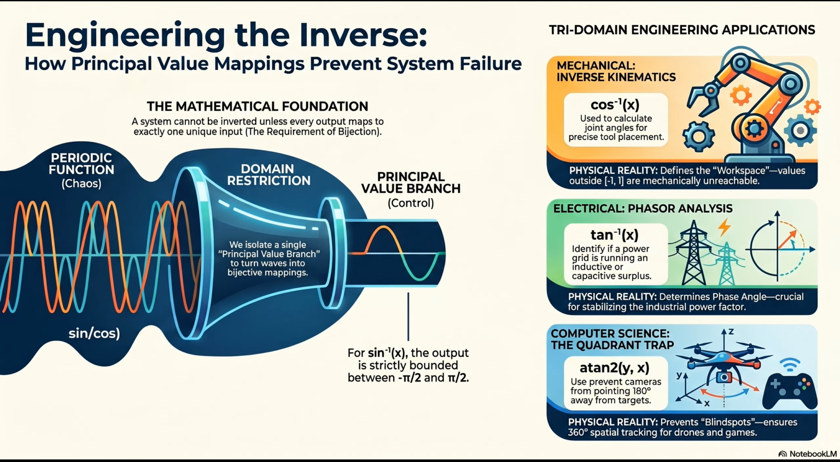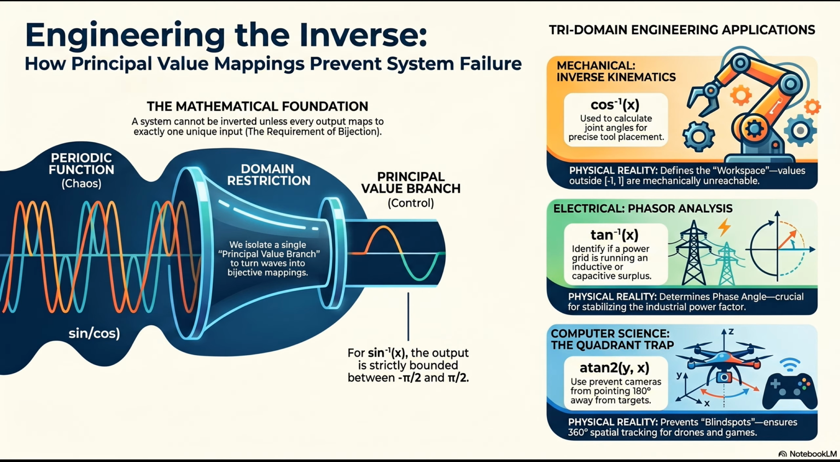It refers to this specific, mathematically agreed-upon slice as the principal value branch. Principal value branch. Yes. So, for example, if you take the standard sine wave, mathematicians just slice out a specific window strictly between negative pi over 2 and positive pi over 2. Okay, let me visualize this for you. If you're looking at a graph, that window is just the bottom of the trough of the wave to the very top of the peak. Just one clean, continuous uphill sweep.